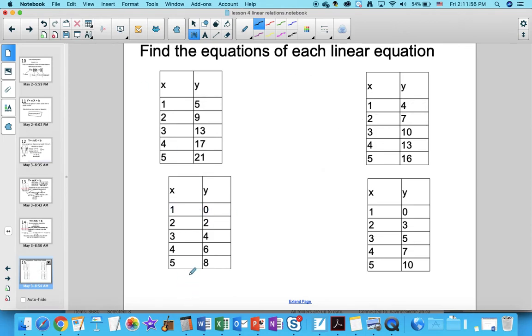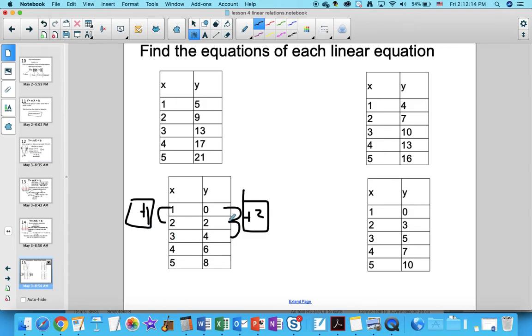All right, let's do another one. How much are my x's changing by? 1, 2, 3, 4, 5. So I'm going up by 1. Okay, I'm going from 0 to 2, 2 to 4. So I'm going up by 2.